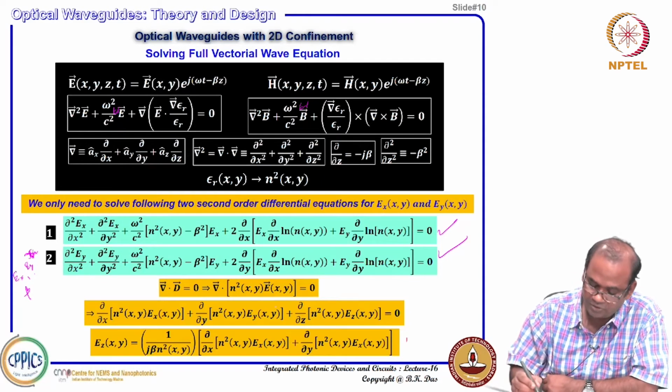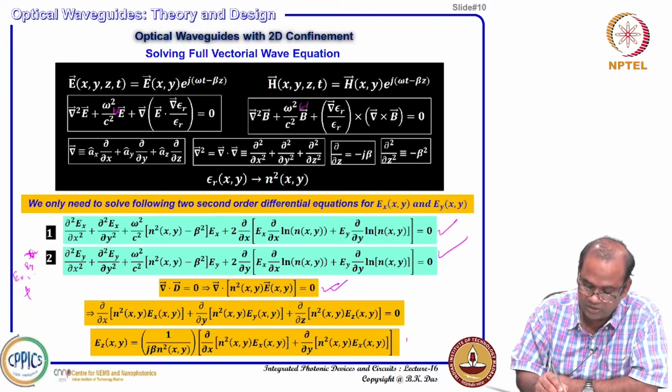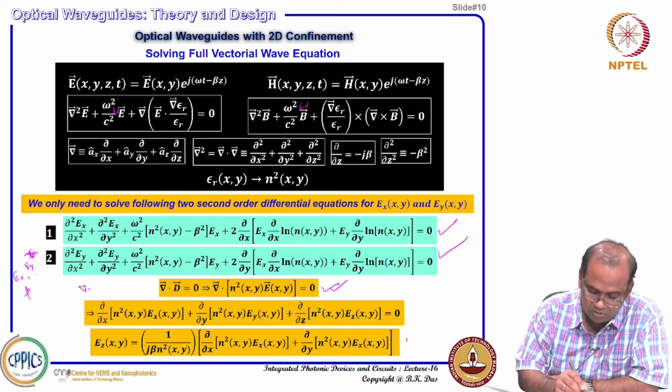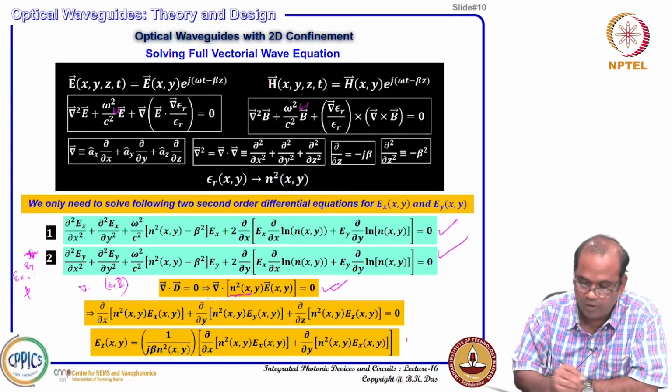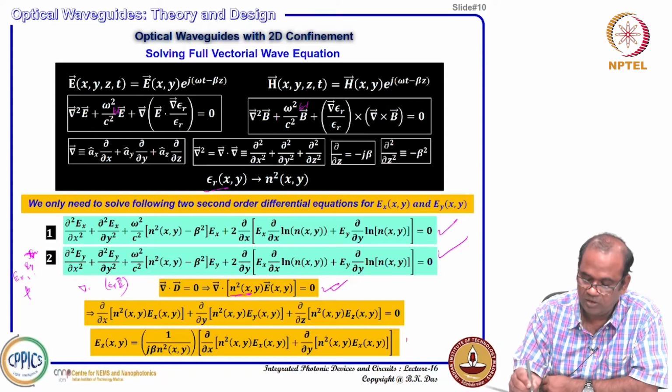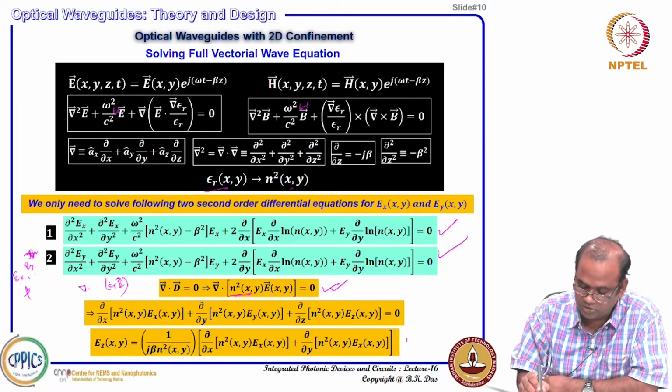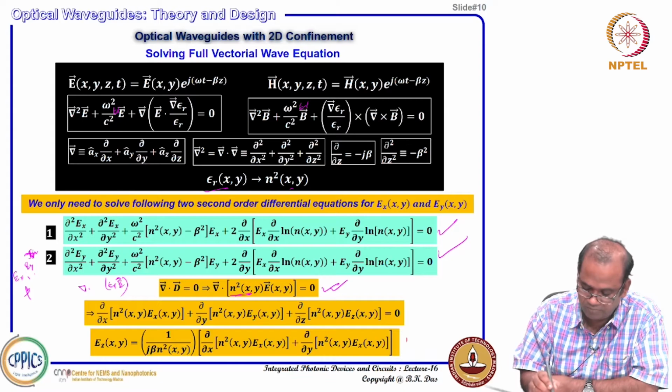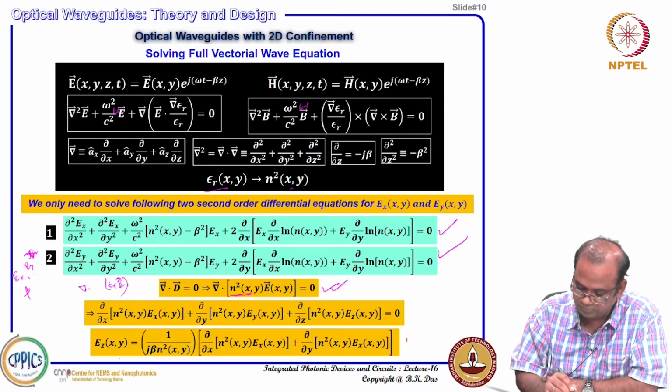Now, we turn back to our Maxwell's equation, Gauss's equation, divergence D equal to 0. What is that? If you just put divergence D, that means divergence of epsilon r E equal to 0. Epsilon r is n square of x y, we write. So, the divergence of this one. If you just expand a bit here, you can write del del x of n square Ex, del del y, dot product you are taking, right. So, divergence you are taking.